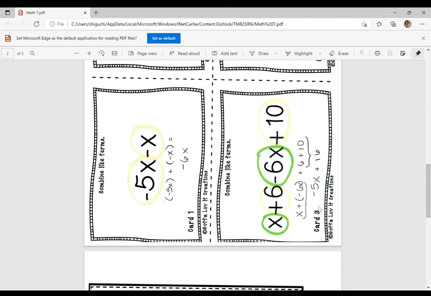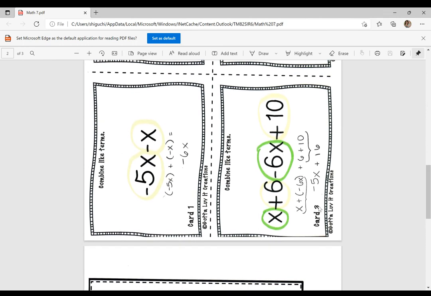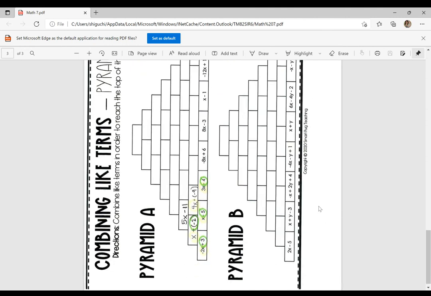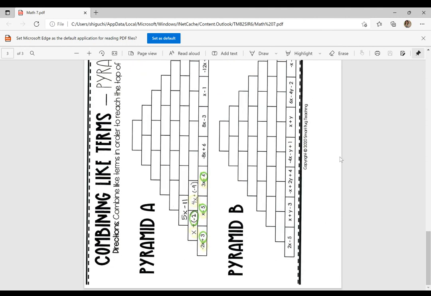Okay, so you're going to do all of the task cards. You're going to show your work right there on the card. And then lastly, if you have time, you're going to work on these pyramids. Now, the pyramids are a little bit tricky and confusing because you're going to work from the bottom of the pyramid and you're going to work your way up.